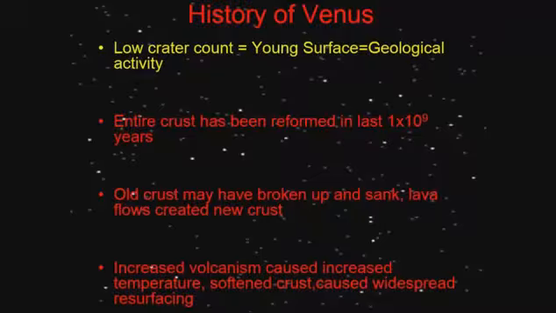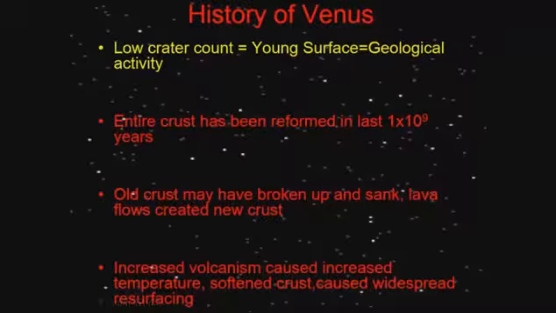So what we've found out is there should be a fair amount of impacts on all of the worlds in the solar system. So if we see a low crater count, if we don't see many craters on the surface of a planet, that means it's a relatively young surface. It's been resurfaced in recent history, and the craters have been filled in. So in terms of geological activity, it's very high. So high geological activity, lots of volcanoes going off, low craters. So the entire outer crust of the planet has been totally reformed in 1 billion years.